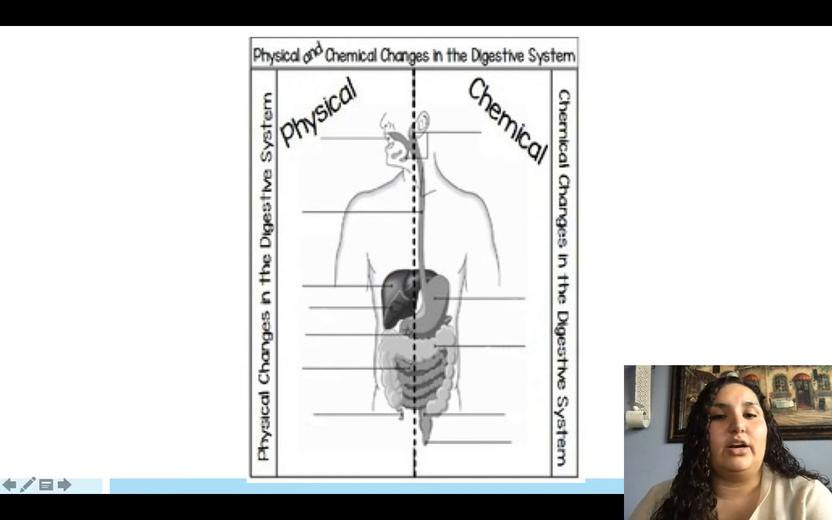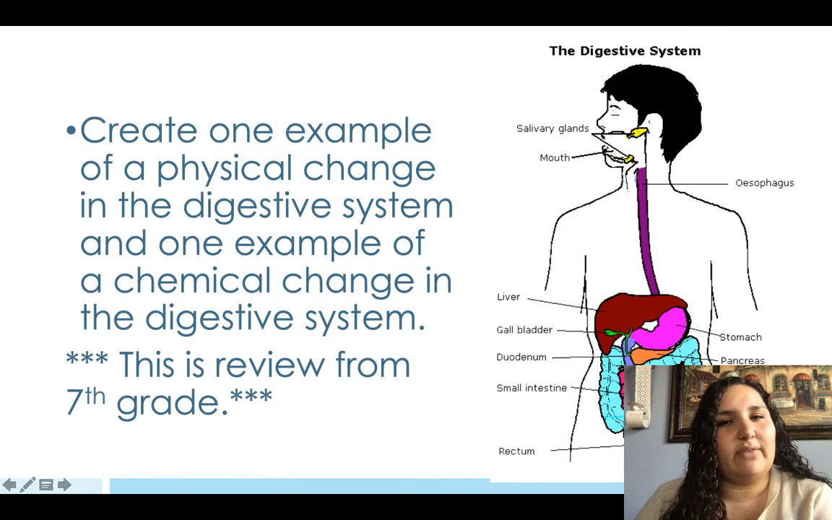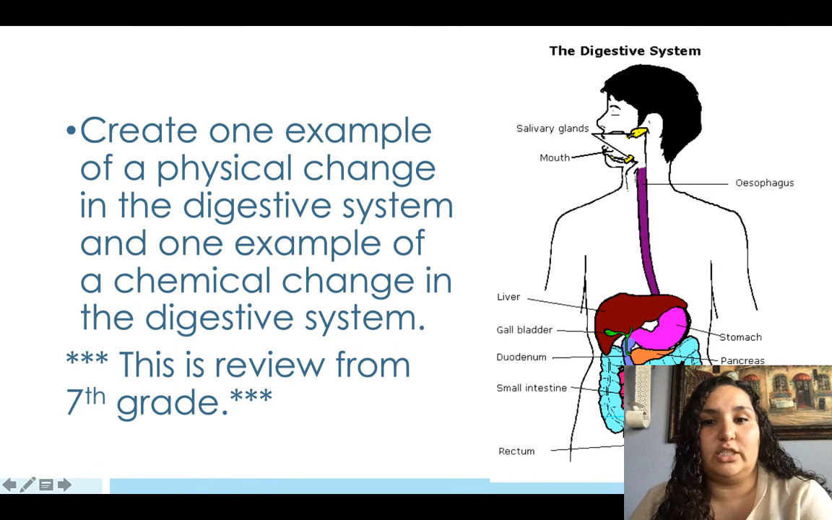Okay? In our esophagus, once again, the food just travels down. There is no change here. It's just traveling down. Okay? So once again, think of where you would have physical changes. I gave you two. And where would you have chemical changes?